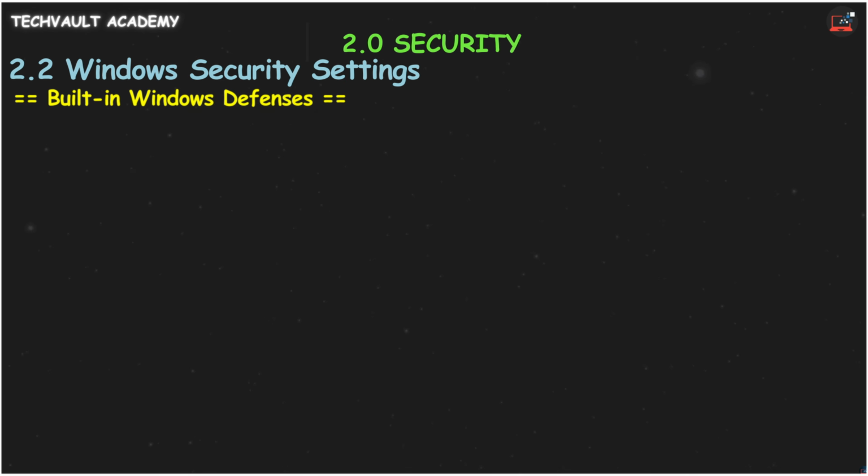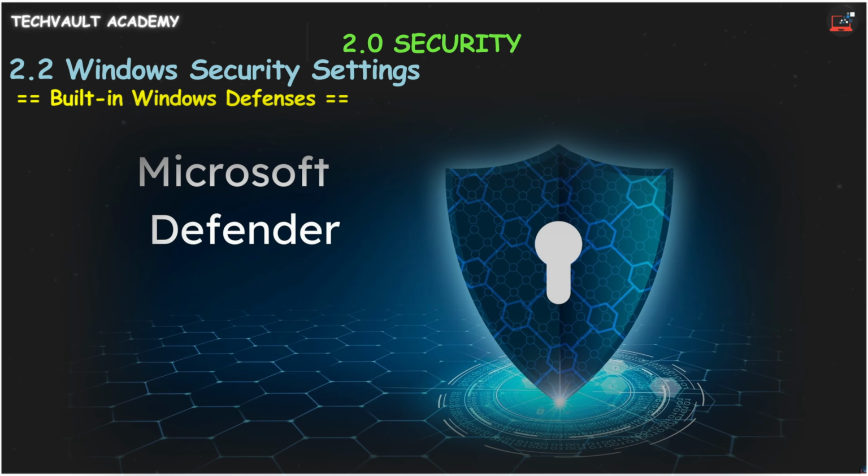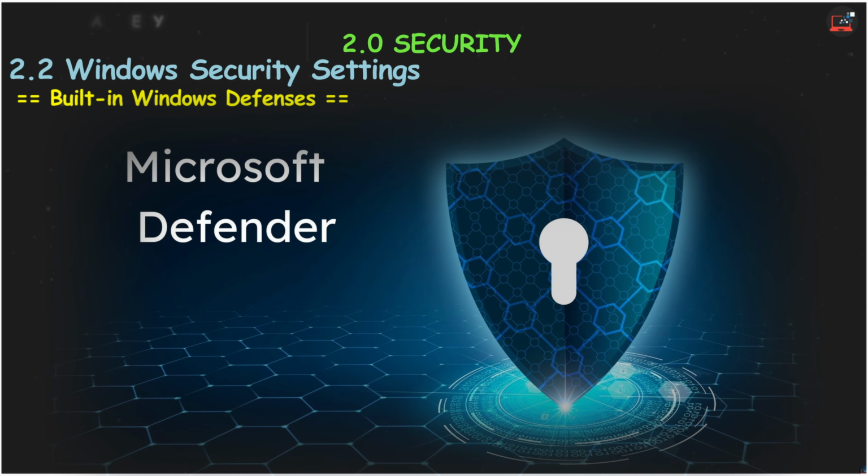First, the built-in defenses. Microsoft Defender Antivirus is your front line, enabled by default. You manage it in the Windows Security app, where you can activate or deactivate real-time protection, and most importantly, manually update the virus definitions or signatures to protect against the latest threats.